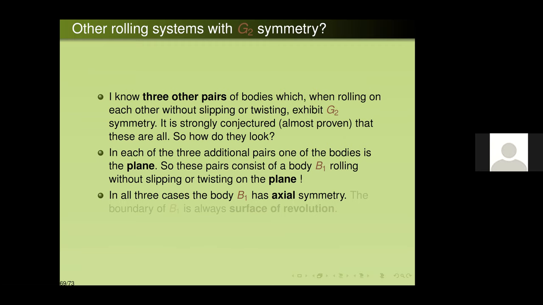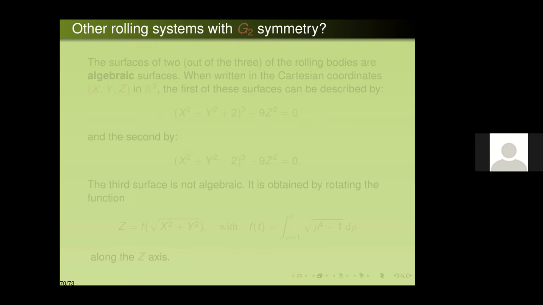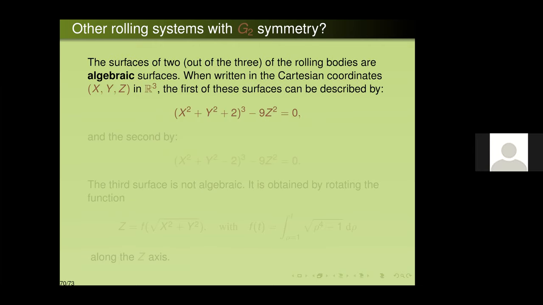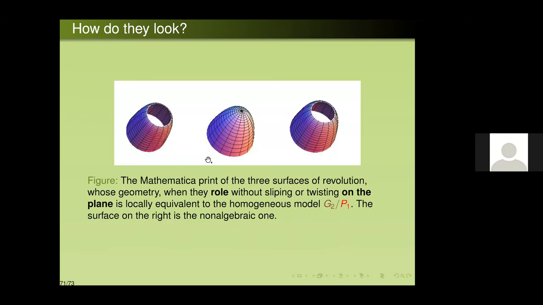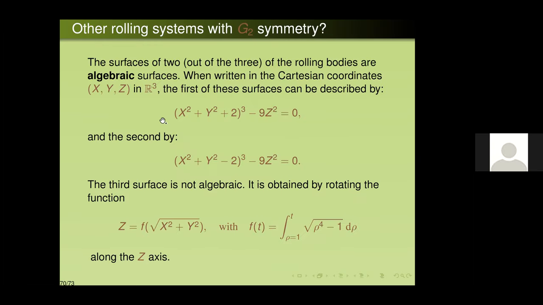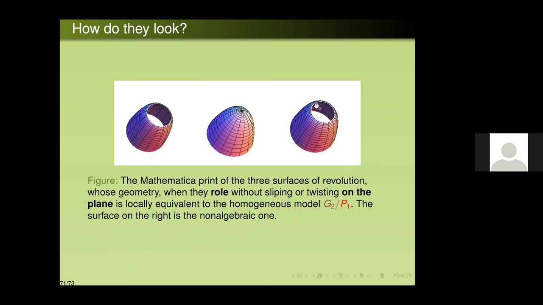So this rolling body has axial symmetry, which means that the boundary of this rolling body on a plane is always a surface of revolution. And actually, two of these surfaces are algebraic. I can even write the algebraic equation in R3 for the first one. The second one looks like this. And the third one is obtained by rotating a function like this one here, which is actually an elliptic function, around the z-axis. So how do they look? They look rather boring. That's the one. These are the algebraic ones. This is the algebraic one with minus sign. This is the second one. This one with the hole. And that's the elliptic curve rotated surface.